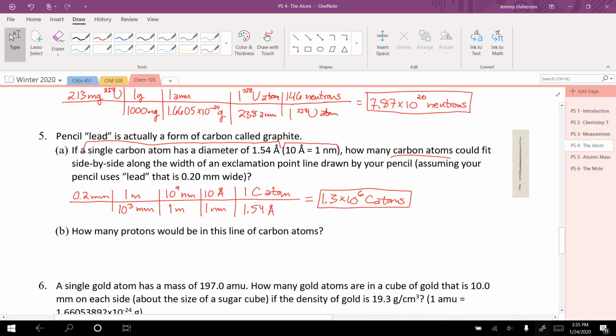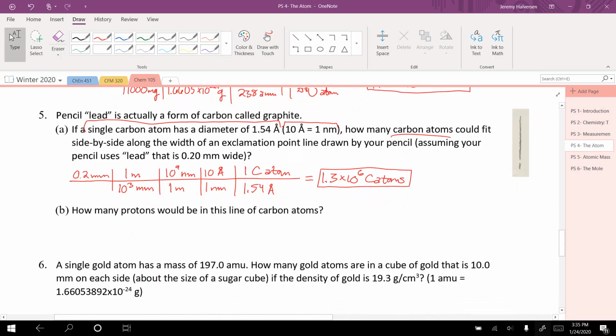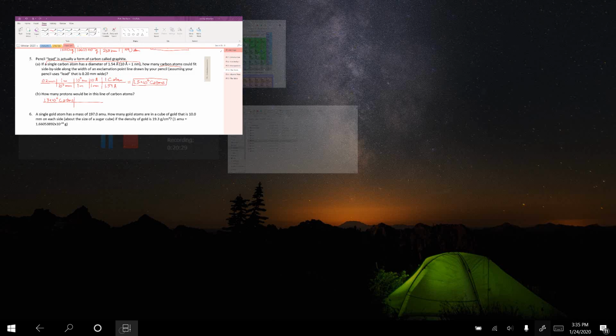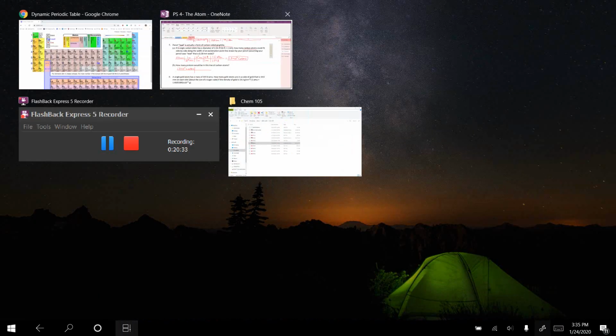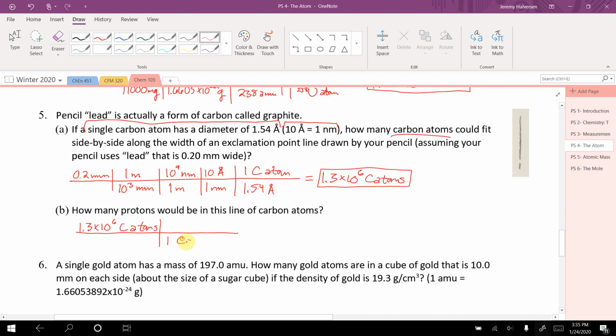Alright, how many protons would be in this line of carbon atoms? Well, this should be pretty easy. If we know that we have 1.3 times 10 to the 6 carbon atoms, and carbon is defined by the fact that it has 6 protons, then we can say one carbon atom has 6 protons. So we can just multiply that number by 6.